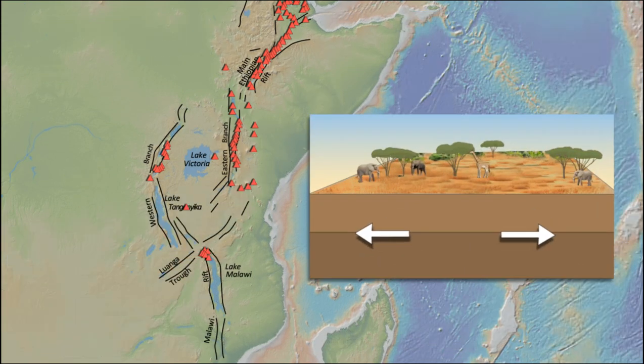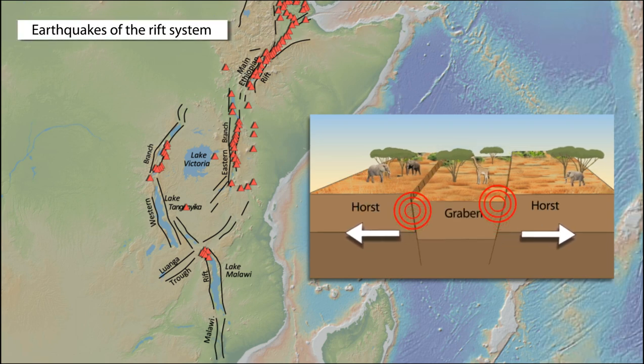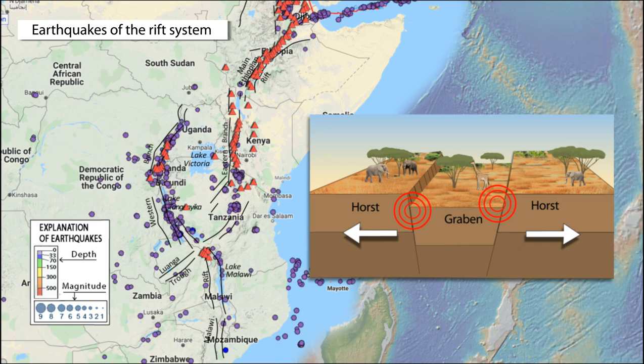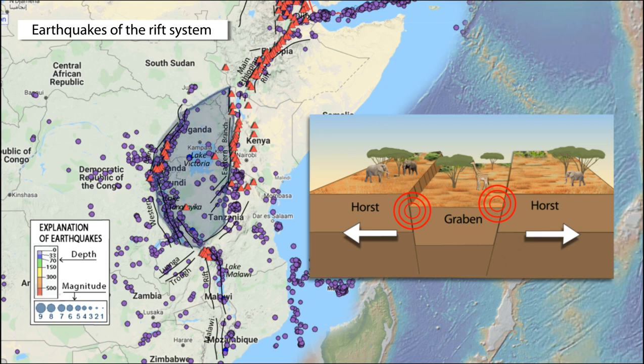With extension as the driving force of continental rifting, earthquakes are primarily caused by normal faulting along the rift margins. Animating earthquakes from 1970 to present shows a concentration along major faults of the East African Rift system, including the western and eastern branches on opposite sides of the Victoria microplate.